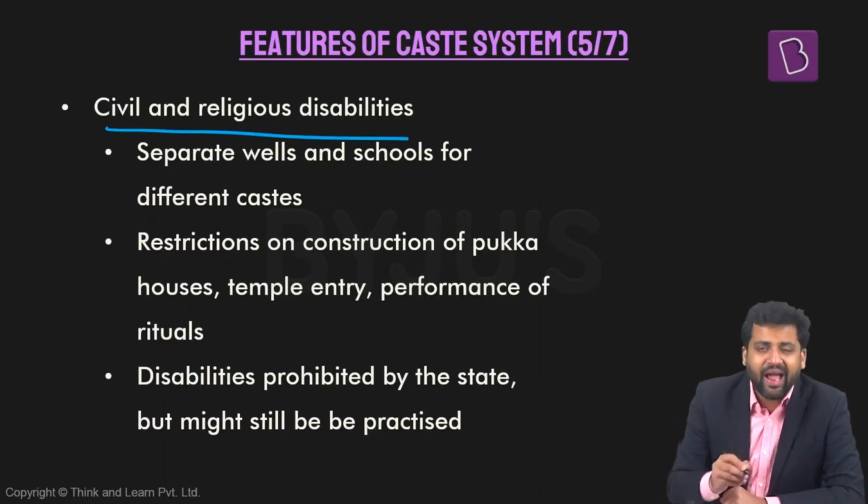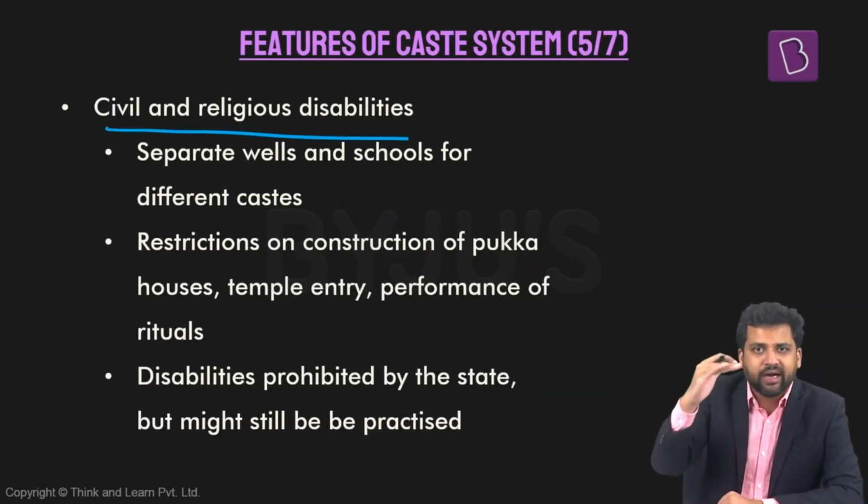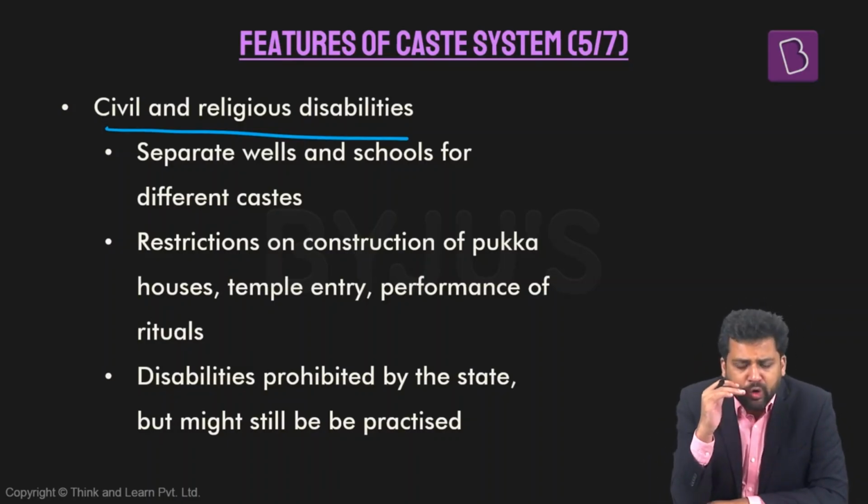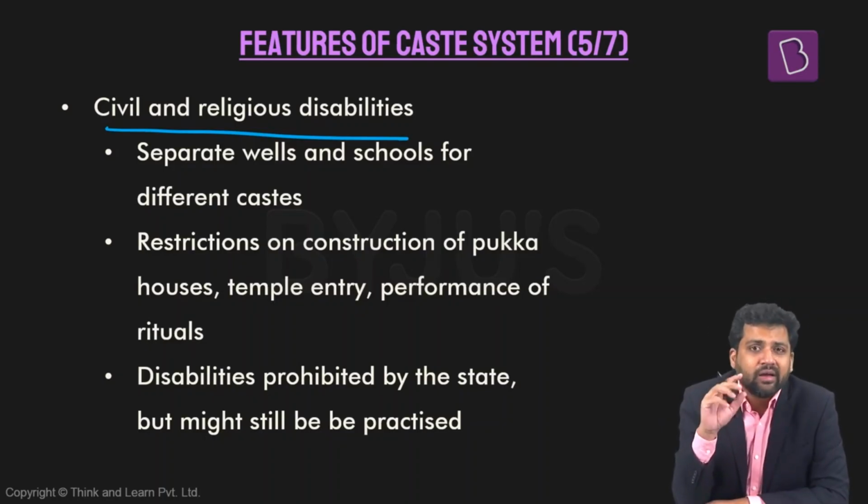The next feature, civil and religious disabilities. See, within the caste system, different castes are given a position in the hierarchy. There's a hierarchy arrangement, different castes will have different positions. Now, not only does the position vary, different castes are also accorded different kinds of rights and privileges. At the same time, different castes are not given some of these rights. They might even suffer different kinds of disabilities.